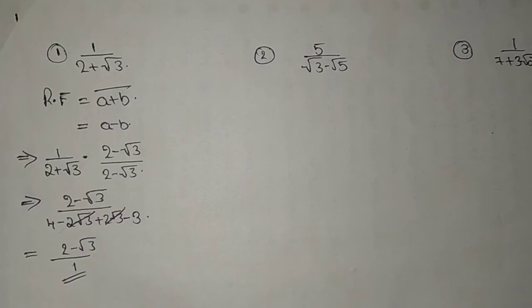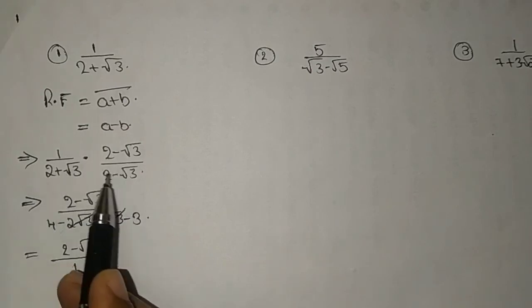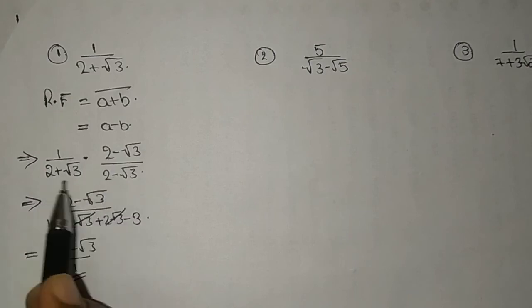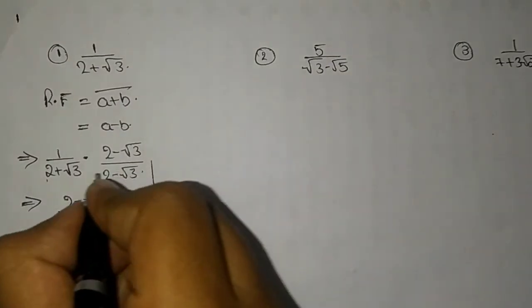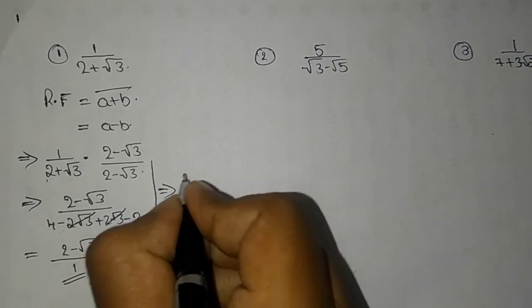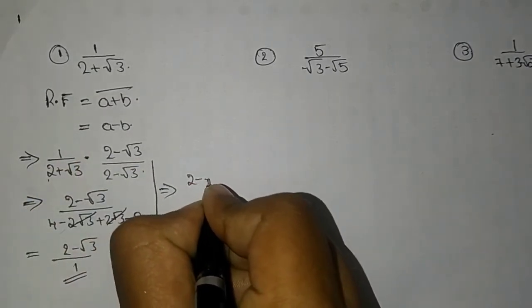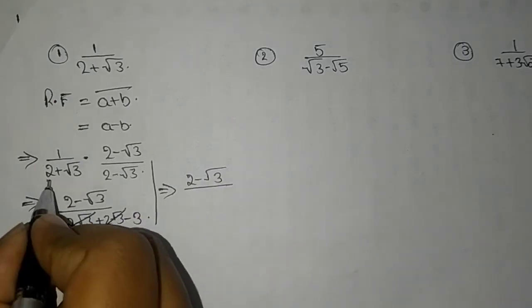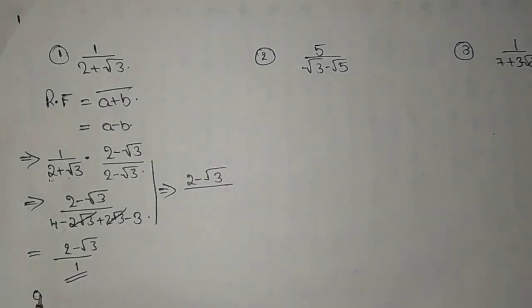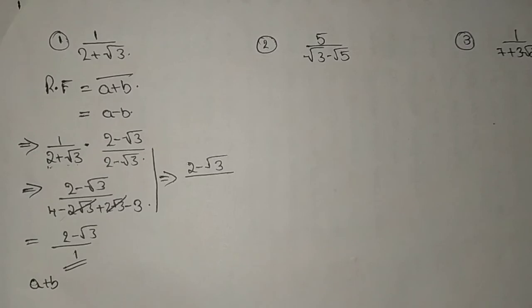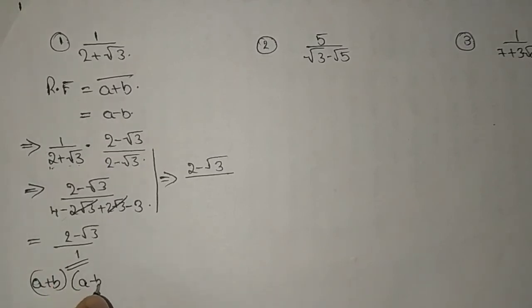I will show you another way. You will get this in all of your problems, and you need to remember this. If you are good at maths, you will observe something here: that's a plus b into a minus b. The same thing is given. 1 into this gives 2 minus root 3. Now a plus b into a minus b is a square minus b square.